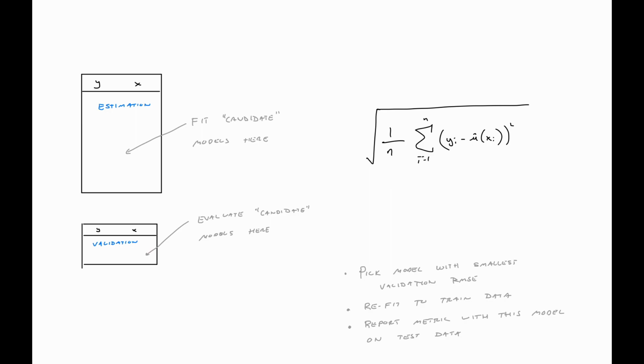This mu hat here is the learned regression function from one of these models. This was learned on estimation data. Now, everything else, these x_i's, y_i's, and n's, those are all from the validation data.